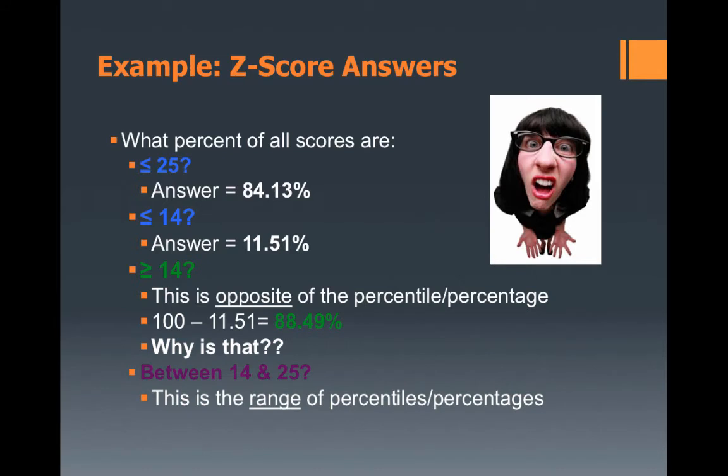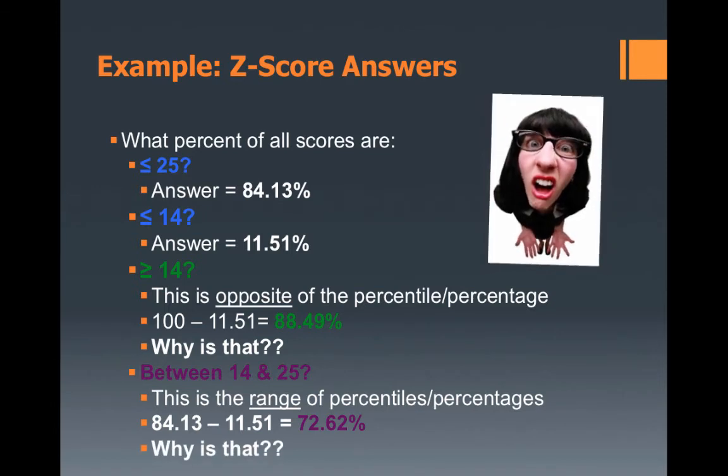So what about the between 14 and 25 scores? What percentage of all scores are between these two raw scores? Well, again, all you have to do is take the range of the percentages. So we see that we've already calculated the percentage of all scores that are less than or equal to 25, as well as for 14. So all we'd have to do is take the range of these two percentages to give us 72.62%. So why is that again? Well, let's look at a visual to help us explain why this is.